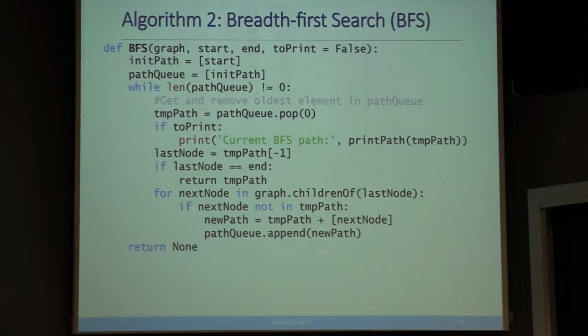And then as long as I've got something still to explore and I haven't found a solution, I'm going to pop off the queue the oldest element, the thing at the beginning. That's my temporary path. I'll print out some information about it. And then I'll grab the last element of that path. That's the last point in that path. And I'll now explore. Is it the thing I'm looking for? In which case I'm done. I'll return the path. Otherwise, for each node that you can reach from that point, create a new path by adding that on the end of this path and add it into the queue at the end of the queue.